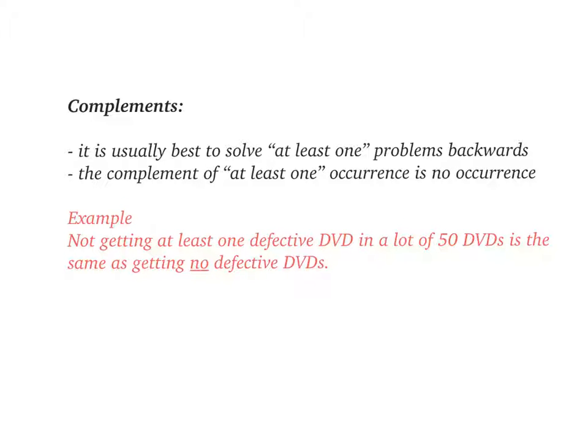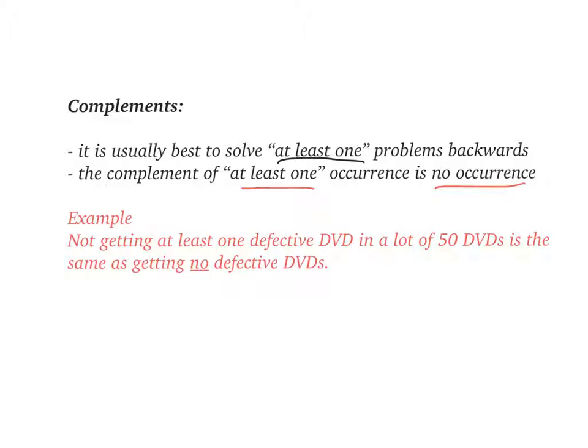Complements. This is the first half of today. With "at least one" problems, it's usually best to solve them backwards. The complement of at least one, remember, complement means the probability that it does not happen. So the complement of at least one happening is no occurrence of it. What we're going to do is solve for no occurrence and then subtract it from one, which you'll see on the next slide.